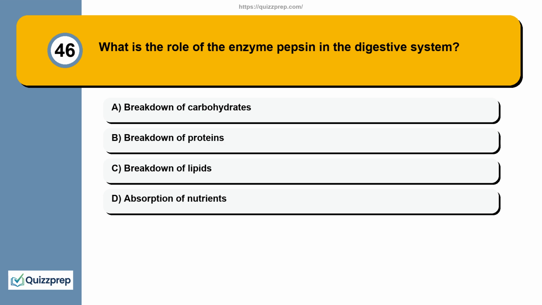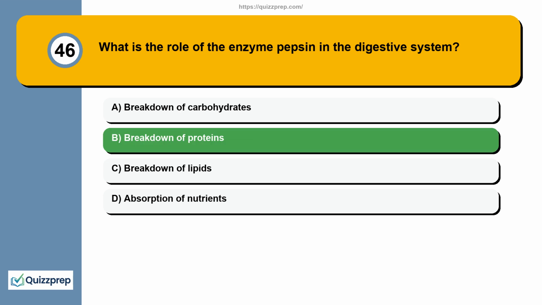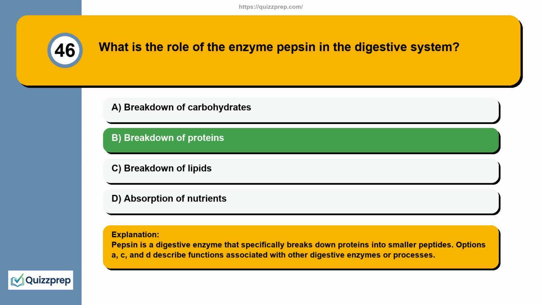Question 46. What is the role of the enzyme pepsin in the digestive system? Breakdown of carbohydrates, breakdown of proteins, breakdown of lipids, absorption of nutrients. Pepsin is a digestive enzyme that specifically breaks down proteins into smaller peptides. Options A, C, and D describe functions associated with other digestive enzymes or processes.